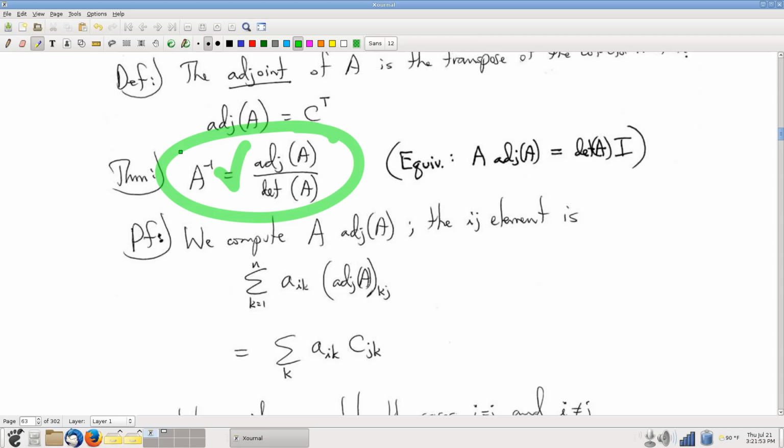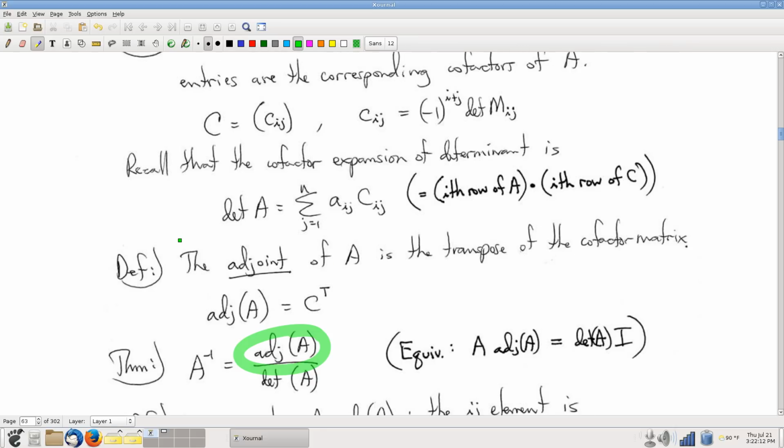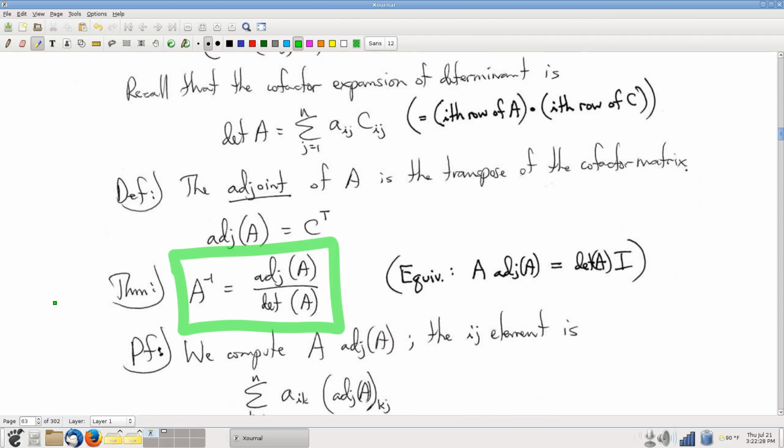Now, is this an efficient way to compute an inverse matrix? Oh my gosh, absolutely not. It's not efficient at all. Look at all the determinants you have to compute to compute this inverse matrix, right? For one thing, there's that denominator determinant, but furthermore, this adjoint is chock full of cofactors, each of which involves a determinant. So it's not efficient at all, but it's an amazingly unexpected connection.